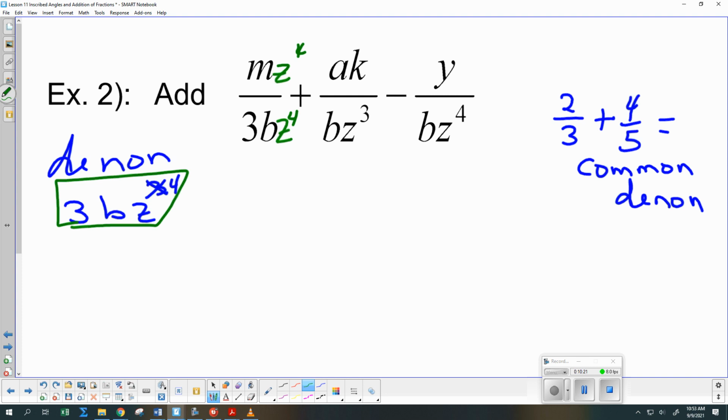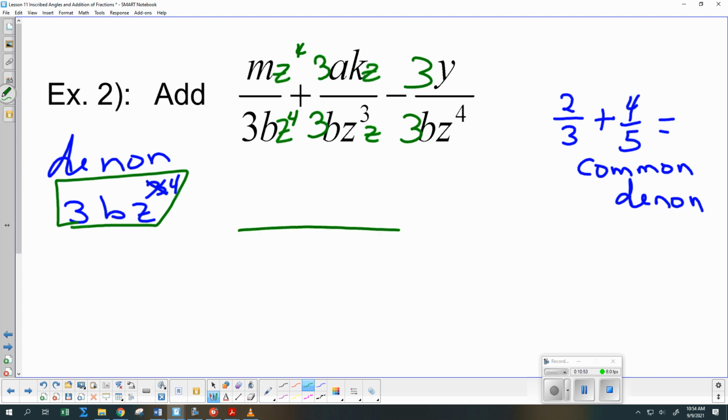For the next part, what am I missing, Alexander? You're missing 3z. I'm missing, good, 3 and a z. So I need to multiply numerator and denominator by 3 and z. Connor, what about the last part? What is it missing? Missing 3. It's just missing the 3. So I show multiplying numerator and denominator of each.